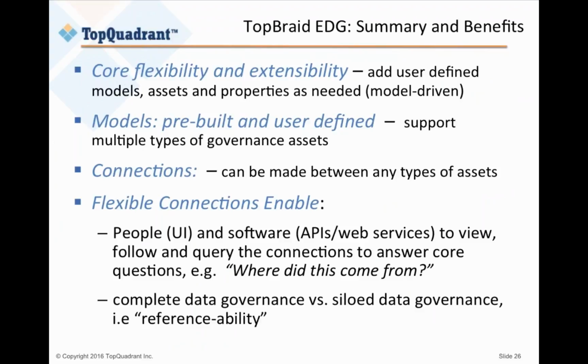So in summary, TopBraid Edge provides you with core flexibility and extensibility for user-defined models, assets, properties as needed. We have built-in models that can also be user-defined. We can make connections between any types of assets. And finally, this flexibility to customize both the user experience and the connection between your data and other external systems for complete data governance versus data governance that happens piecemeal in silos. It gives you complete referenceability.